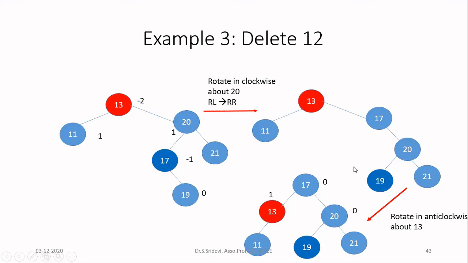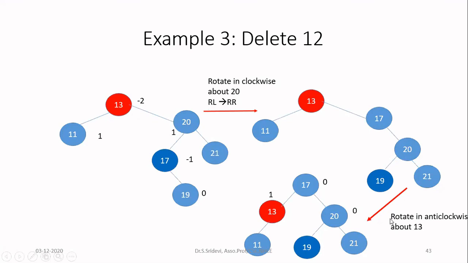So now you have to go for the second rotation. As I already told you, we have transformed RL. You can see here, we have transformed the RL imbalance. From 13 you travel: first is R, second is L. So the RL imbalance is now transformed into RR. From 13, this is a right link and this is another right link, an RR imbalance. Now you handle this RR imbalance.